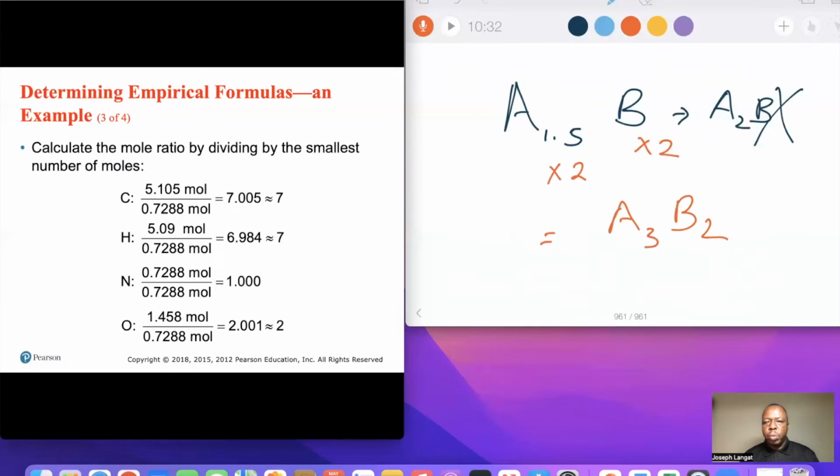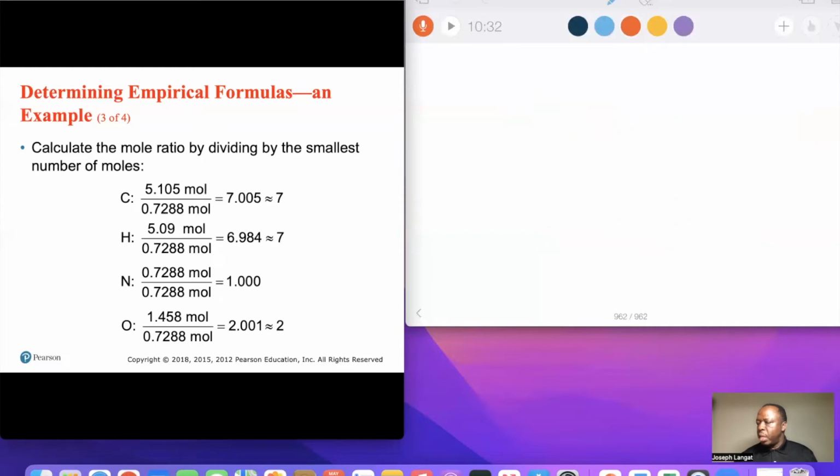You may wonder, why should I use 2, or what is the criteria by which I pick 2 to multiply by the number of moles across? When you have a fraction, what I mean by a fraction is the decimal part. In this case, in 1.5, I have 0.5. So I'll say 1 over 0.5, this will give me 2. So I'll multiply across by 2.